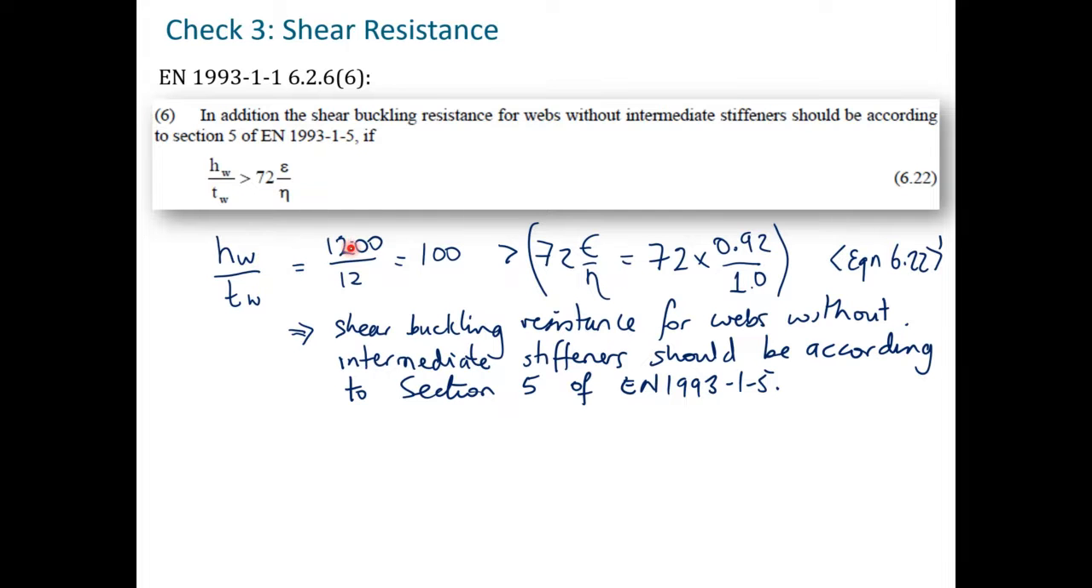So in our case, the height of the web is 1200, the thickness of the web is 12. That gives us a ratio of 100, and that's greater than 72 epsilon divided by eta, where epsilon, which we've already calculated from table 5.2, is 0.92. So that tells us that shear buckling resistance for webs without intermediate stiffeners should be according to section 5 of EN 1993 part 1 part 5.